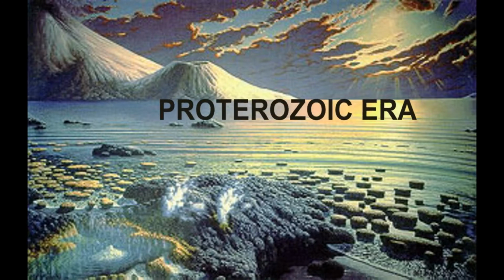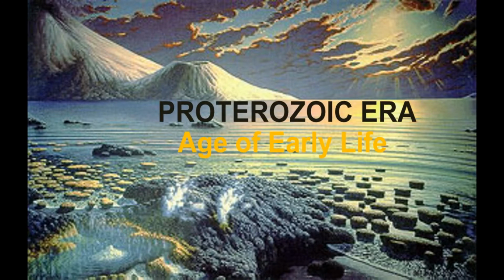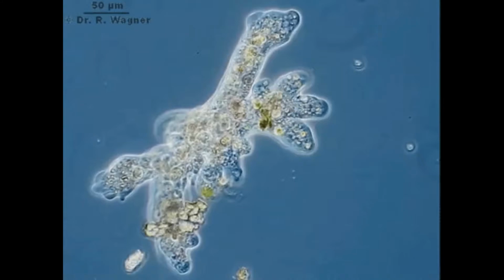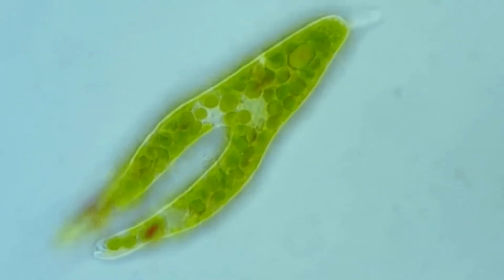Hello children, today we'll be continuing with the timeline of the development of life. In our last class we spoke about the Proterozoic era, which was the age of early life, and we studied all the simple microorganisms. Today we'll be moving over to the next era on our timeline of the development of life, which is the Paleozoic period.